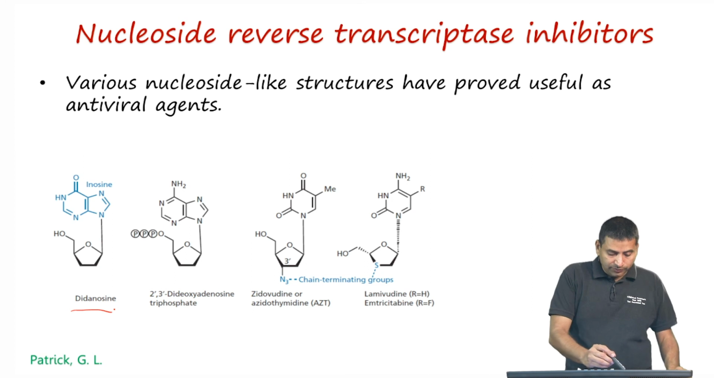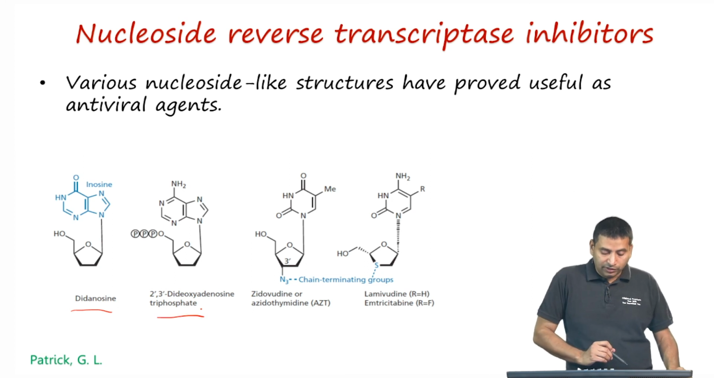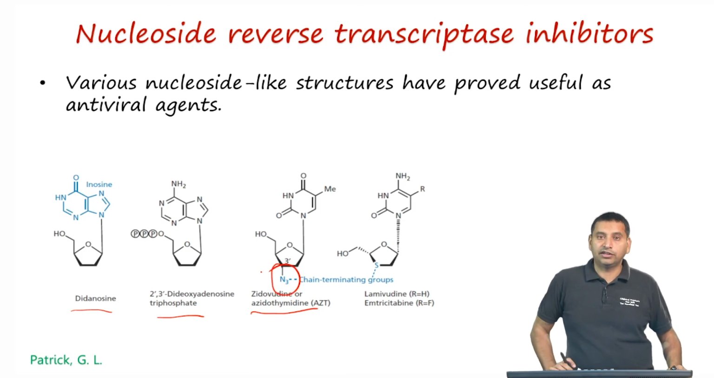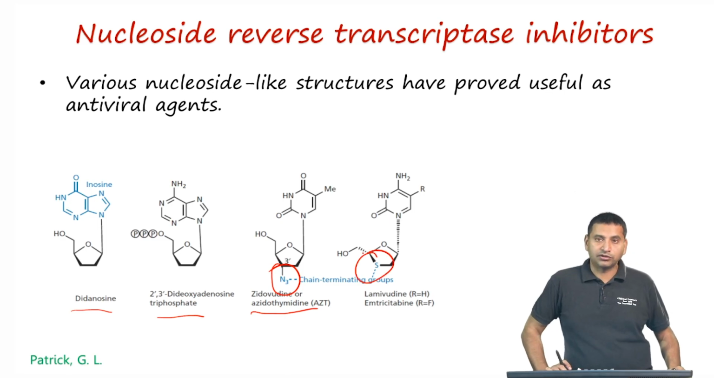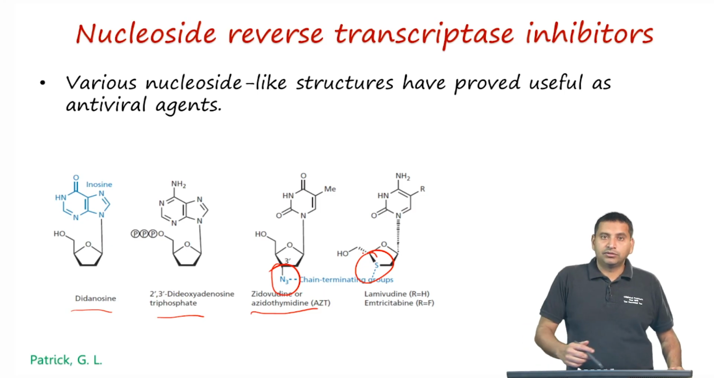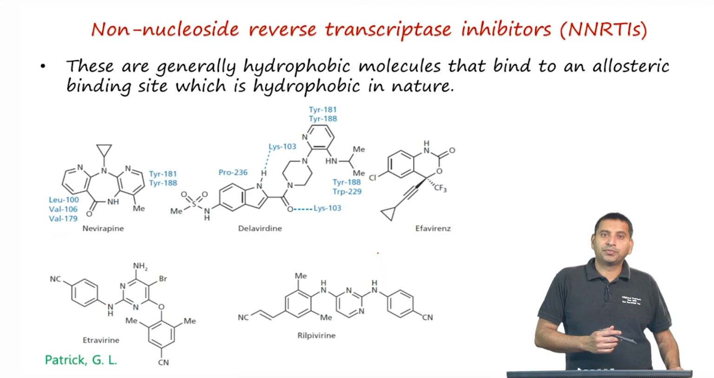Here is didanosine, and then this is deoxyadenosine triphosphate, and then this is AZT, which is one of the first drugs that was introduced. It contains an azide group here, or you can have a chain terminating group such as a sulfur here, and so on. Again, the broad class mechanism of action of these drugs we have already looked at previously, and they are inhibitors of reverse transcriptase.